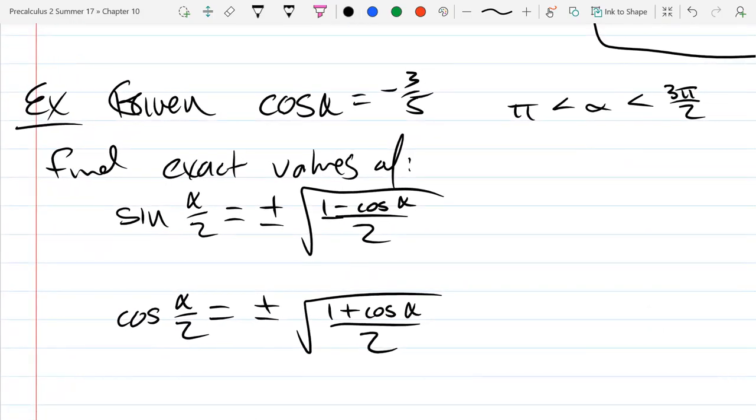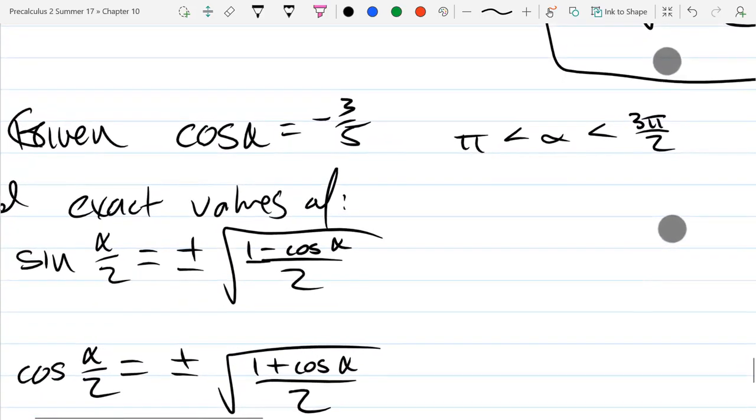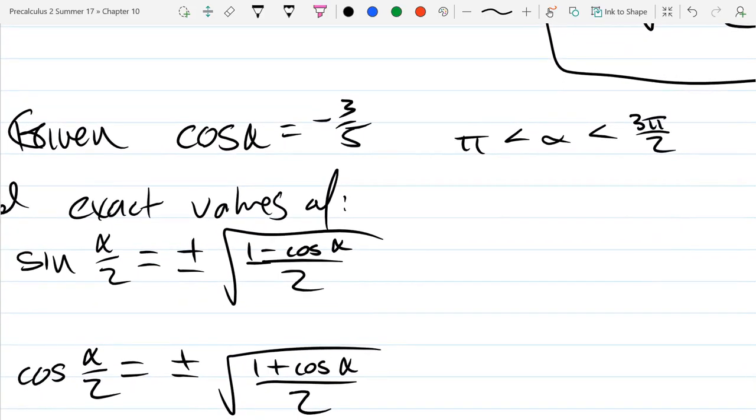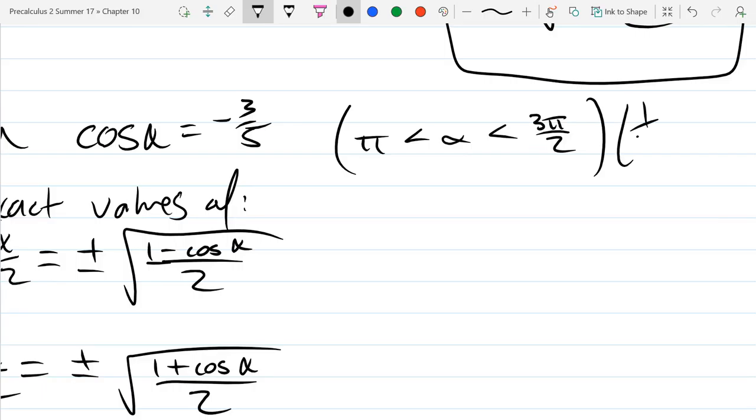So unfortunately, we're not in quadrant 1, so we're going to think about this. Now remember, it doesn't matter necessarily what quadrant alpha is in. We really need to know what quadrant alpha over 2 is in. So how do we take the only real information we have about alpha and get information about alpha over 2? Well, I'm going to multiply by 1/2. Now you want to be careful anytime you multiply with inequalities, because if you multiply by a negative quantity, your inequality flips around.